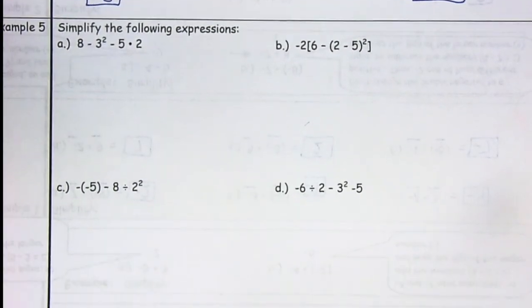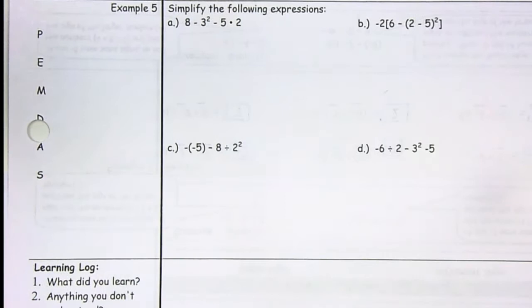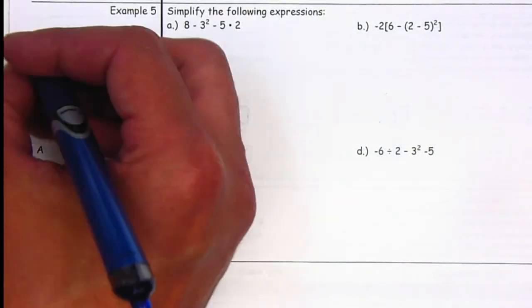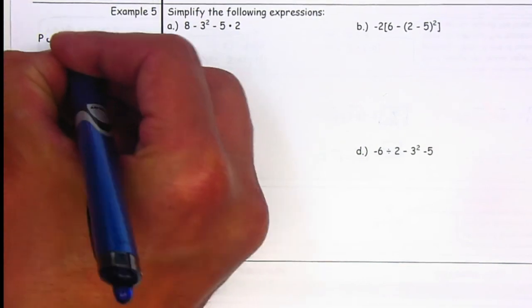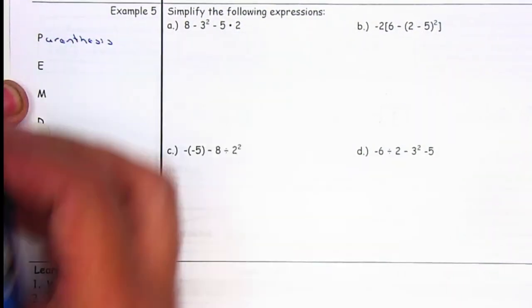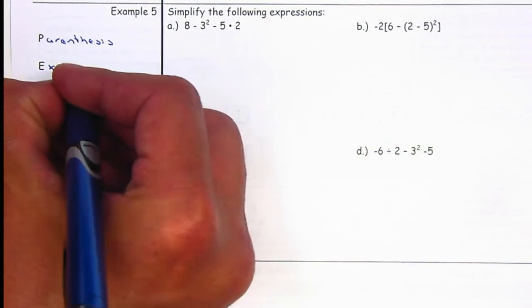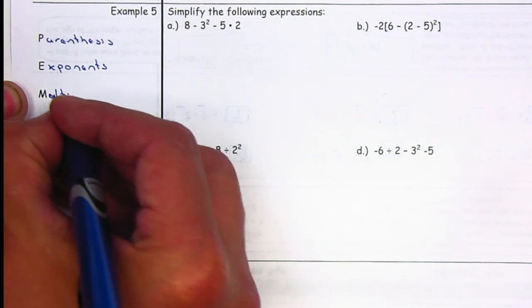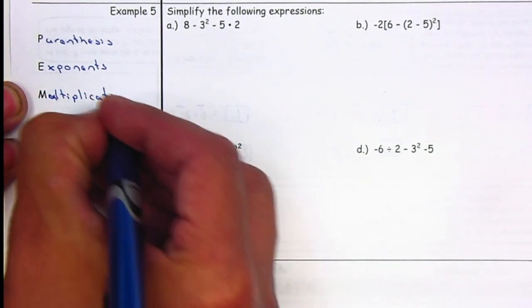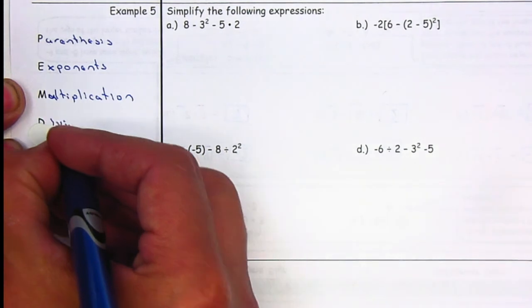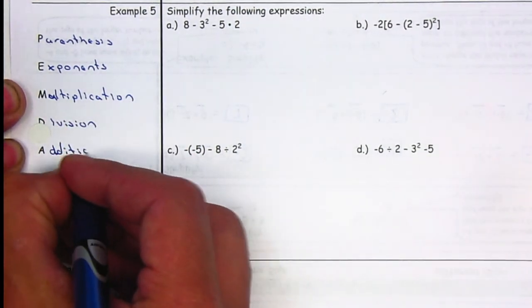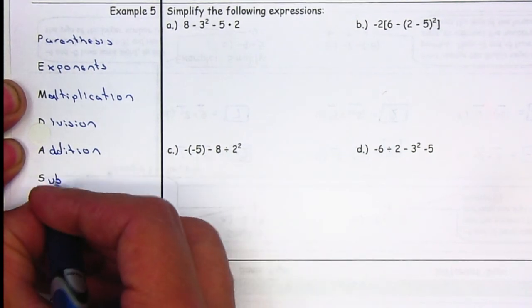Example number 5. We are working with order of operations, and many of you guys remember order of operations by PEMDAS, or please excuse my dear Aunt Sally. P stands for parentheses, E stands for exponents, M for multiplication, D for division, A for addition, and S for subtraction.